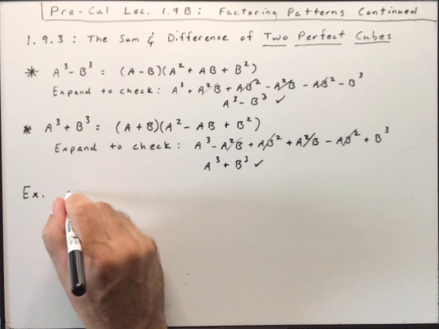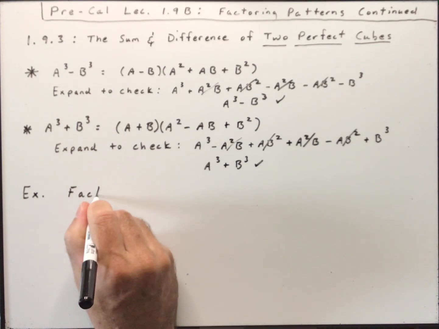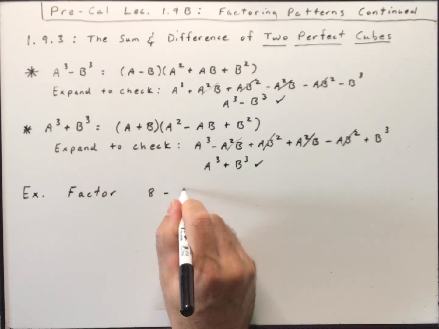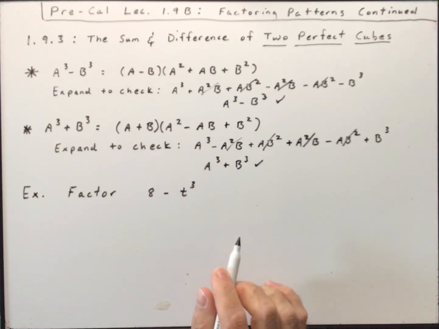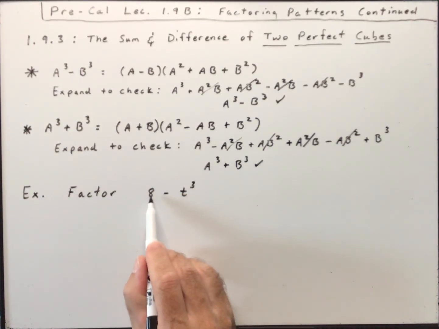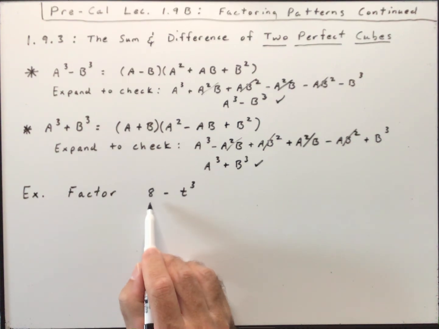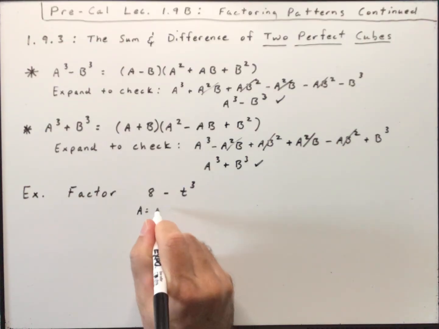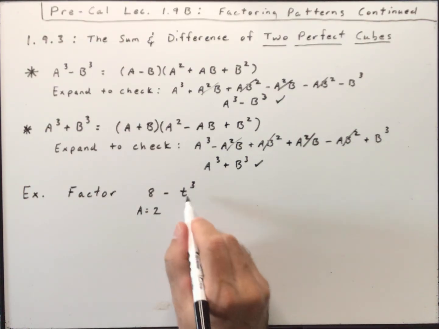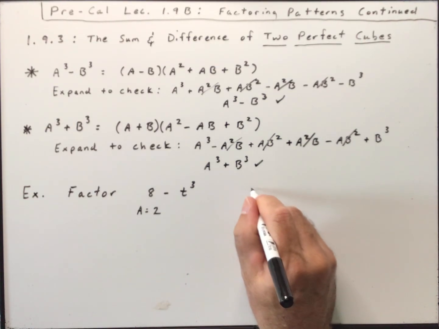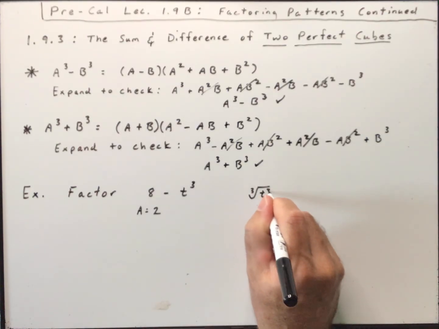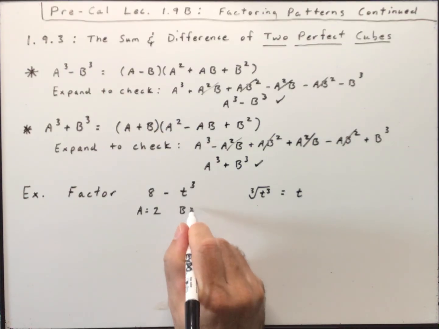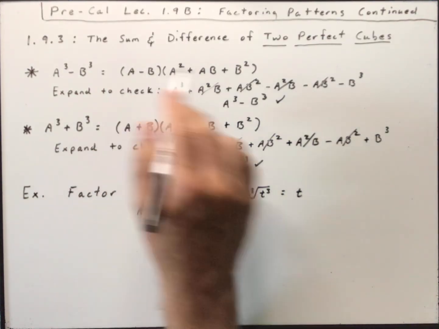So our first example is factor 8 minus t cubed. All right, well, is 8 a perfect cube? Well, yes, it is. 2 times 2 times 2 would give you 8. So a is 2. How about t cubed? Well, the cube root of t cubed is just going to be t. Right? So b is t. We know it's a minus, so we're going to use this first formula.